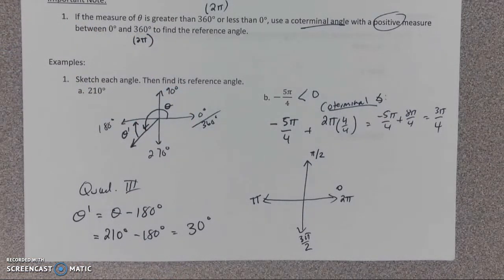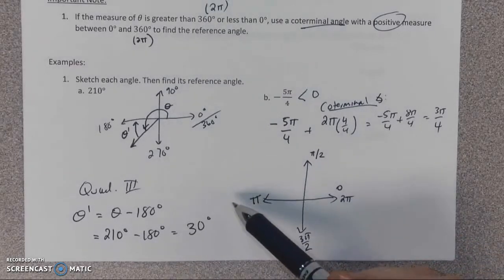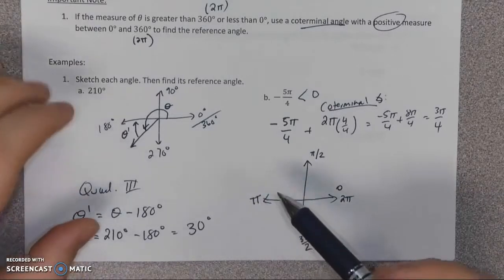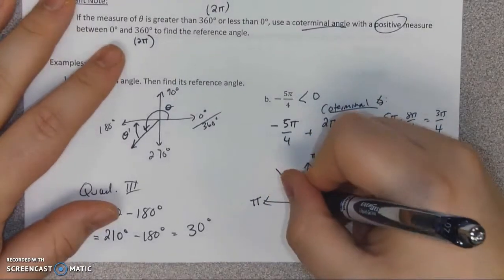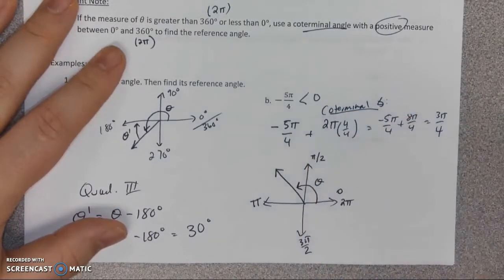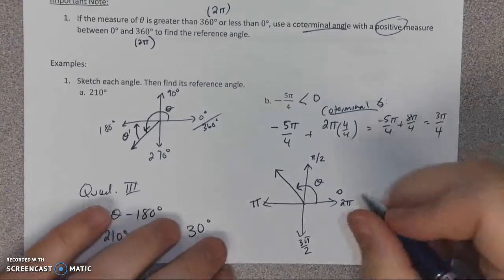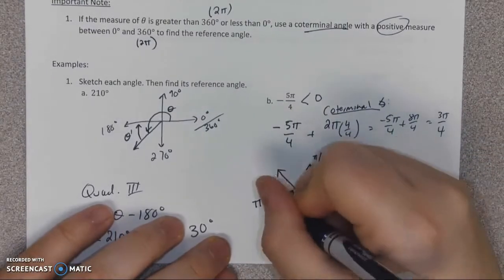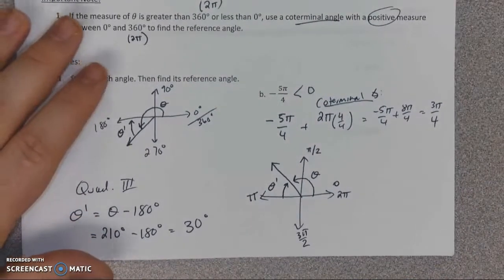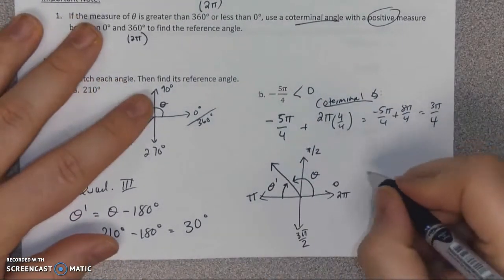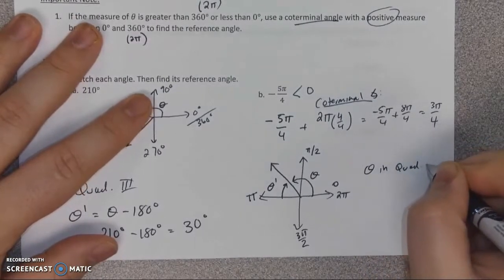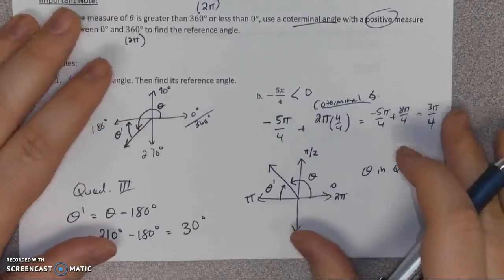So 3 pi over 4 is smaller than pi, right? And it's bigger than pi over 2. So it's got to be somewhere over here. So this is theta. The smaller one is what we want. We want this acute angle, theta prime. And that's what we need to find. So theta is in quadrant 2. And I'm given radians.